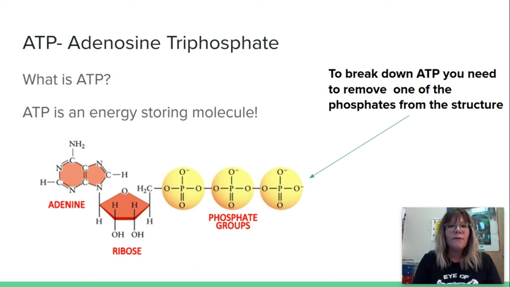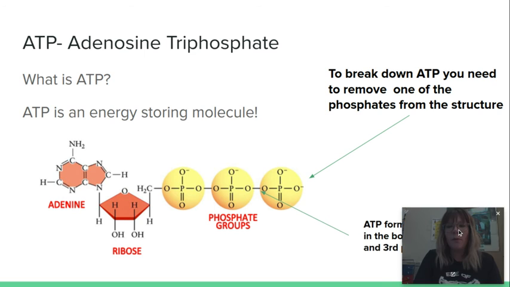When you have a phosphate group, you have three of them, hence why it's called triphosphate. There's three phosphates. And in order for ATP to release energy, we have to break those phosphate groups. So to break down ATP, you need to remove one of those phosphates from the structure. And when you do, you end up with something called ADP, which is adenosine diphosphate. You'll notice there's a box in your notes that explains that adenosine diphosphate contains two phosphate groups. That is the lower energy molecule of ATP.